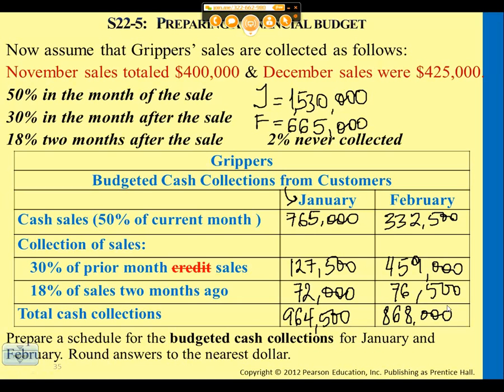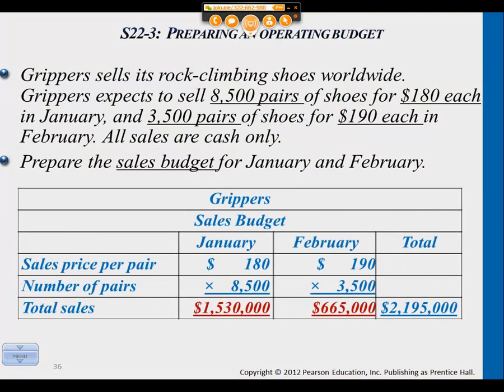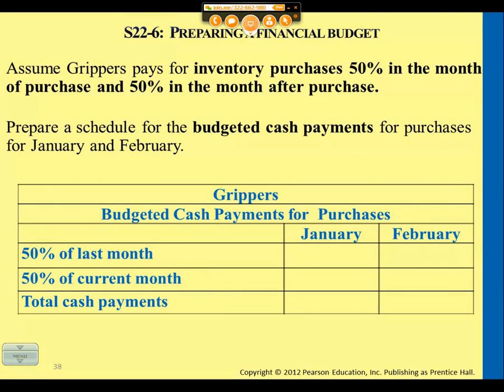Okay, so can you do something like that? Okay. So we'll go a little bit back. Hold on. Let's do right now something different. 22.6. I thought 22.3. No, 22.6 is what we're going to do. So assume Grippers pays for inventory purchases 50% in the month of purchase and 15% the month after purchase. What we're going to do is budgeted cash payments for purchases for January and February.